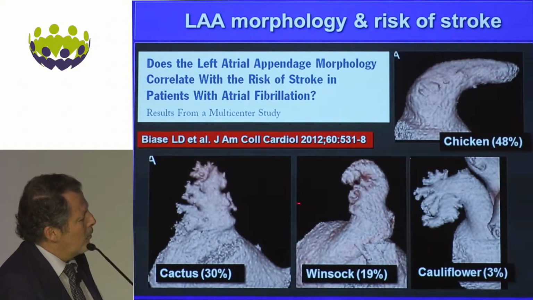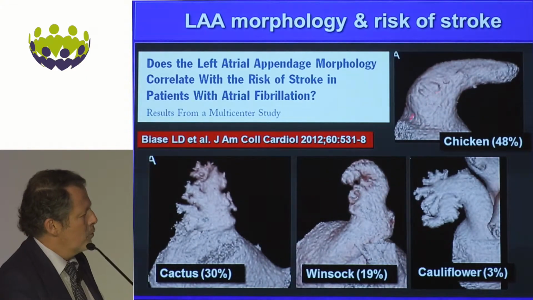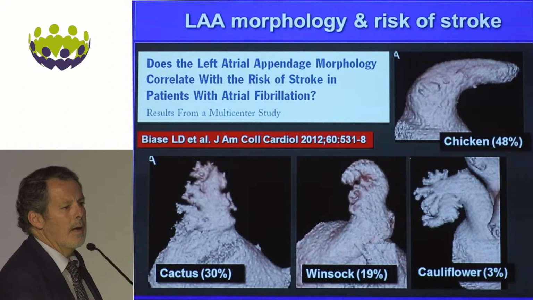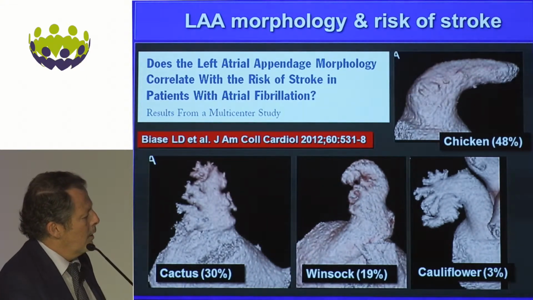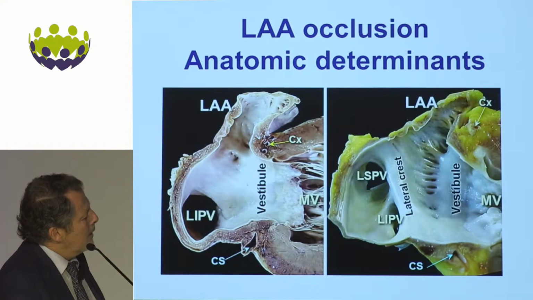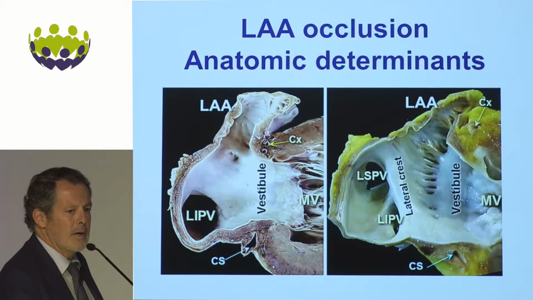The morphology of the appendage has been related to the risk of stroke. Different morphologies of the appendage were defined, these 3 morphologies having an increasing risk of stroke for patients with thromboembolism. The endocardial aspect of the left atrium can be seen here, and this slide is just to show the marked variability of this endocardial aspect.